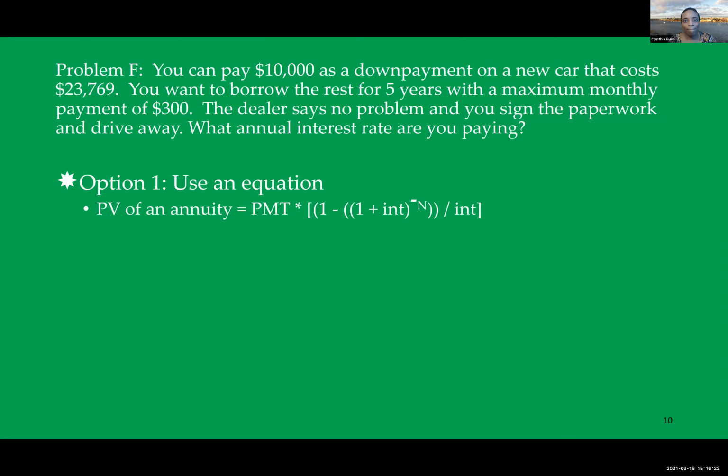All right. You can pay $10,000 as a down payment on a new car that costs $23,769. You want to borrow the rest for 5 years with a maximum monthly payment of $300 a month. The dealer says, no problem. You sign the paperwork and drive away with your new car. What annual interest rate are you paying? All right, so which variable are we trying to find with this question?